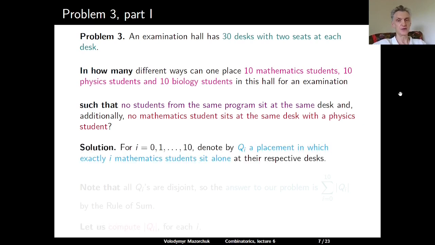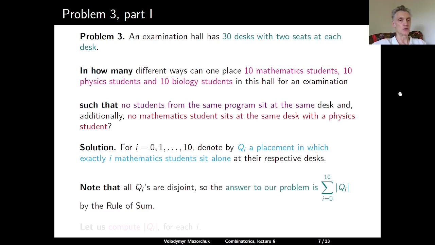Solution. This is a very non-trivial problem, and the answer will not be very nice. So we will use both the rule of sum and the rule of product many times during the solution. To start with, for i between 0 and 10, let us denote by Q_i the set of all possible placements in which exactly i mathematics students sit alone at their respective desks.